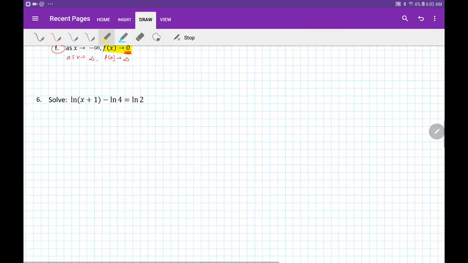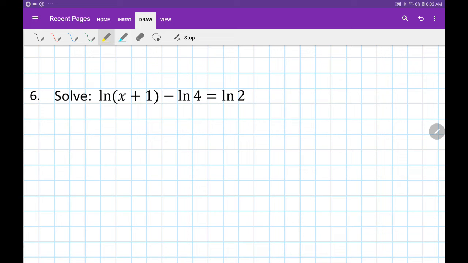Okay, let's move on to number 6. It says to solve. So remember, in solving log equations, there are two formats. I call this guy situation 1, where I have log of x equals log of y. When we have logs on both sides, we just set the inside guys equal. There's really not much work to do at all. So that's situation number 1.